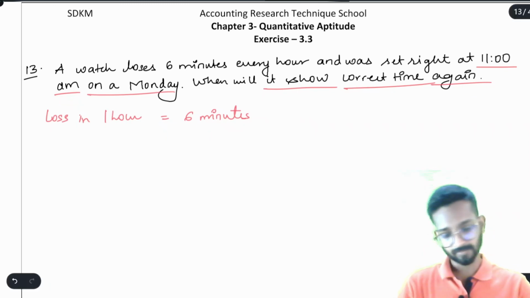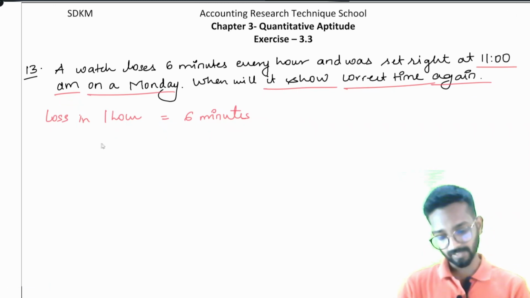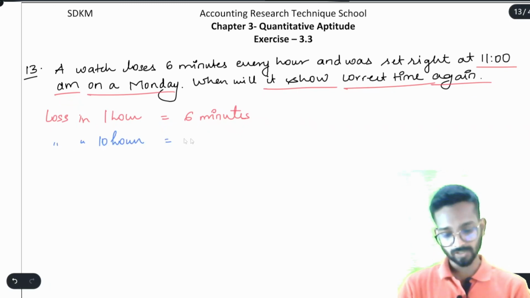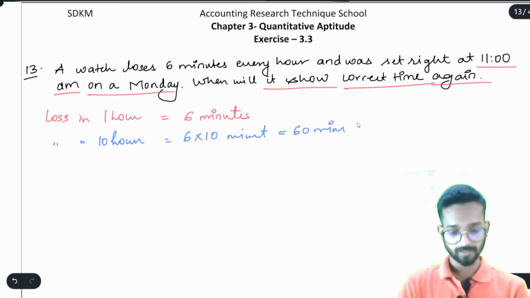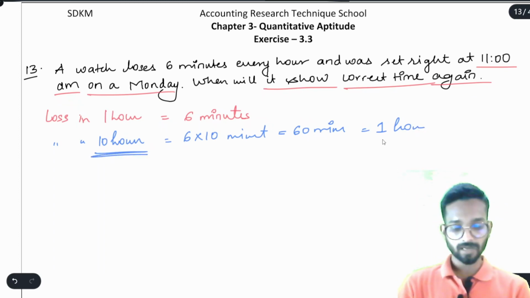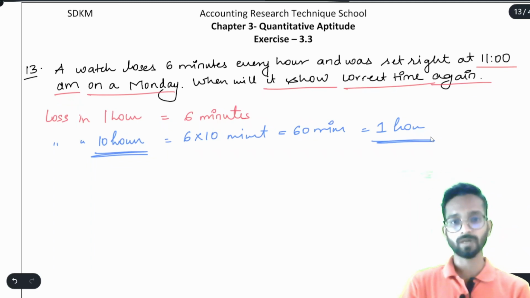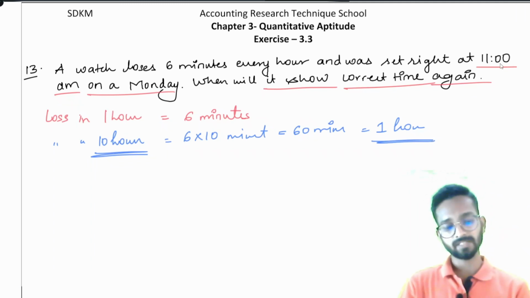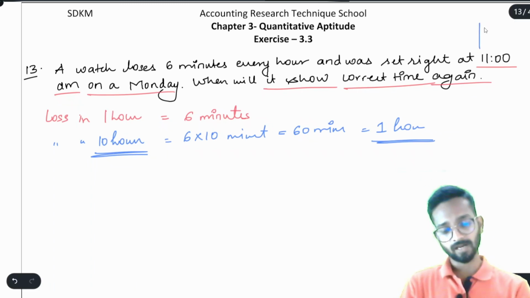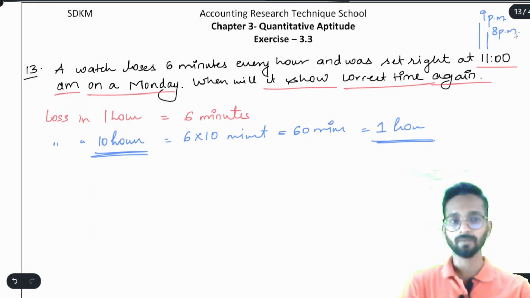So I can say here loss in 1 hour is 6 minutes. If I ask you what the loss in 10 hours is, I have multiplied it by 10, so you multiply here also, 6 into 10, that is 60 minutes, that is nothing but 1 hour. It means that after every 10 hours, our clock is behind the time by 1 hour. Understood this? Like if it is at 11 am, after 10 hours it should be at 9 pm, but our watch will not reach 9 pm. Our watch will be reaching 8 pm only. Understood this thing?